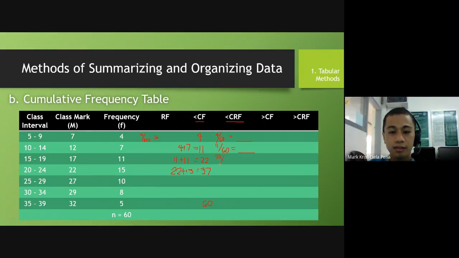Divide it by 60, and so on. Now, the last cumulative frequency will be 60 divided by 60, and that should be equal to 1. If it's not equal to 1, then you might have problems in your solution here, the previous rows, or maybe in the frequency. Again, you have to check that the total value of this frequency, when you add them up, is equal to your sample size. So that's for the less than cumulative frequency and less than cumulative relative frequency.